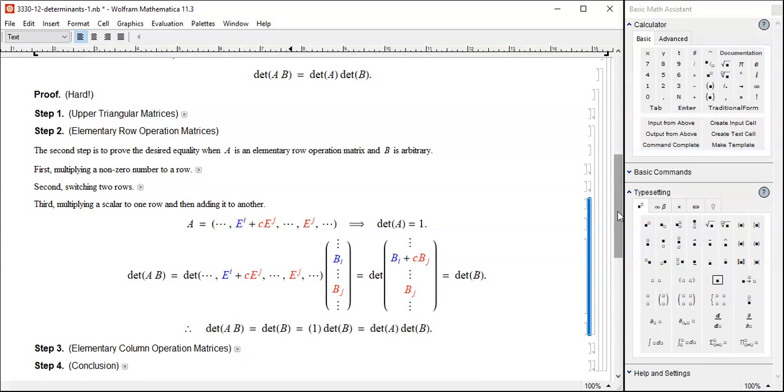Okay, next. Multiplying a scalar to one row and adding it to another, and that's a good way to kill off some number and then making something into 0. And it's this elementary row operation matrix if you multiply to the right. And if you multiply to the left, excuse me, to the right, then it is elementary column operation. Anyway, this determinant is 1. We saw it before.